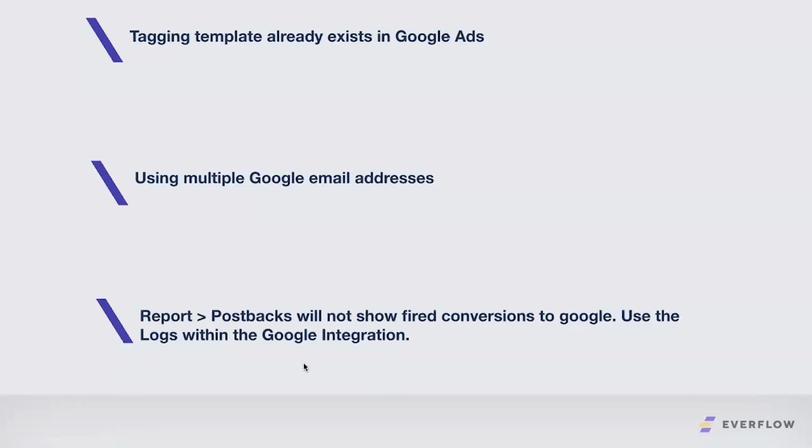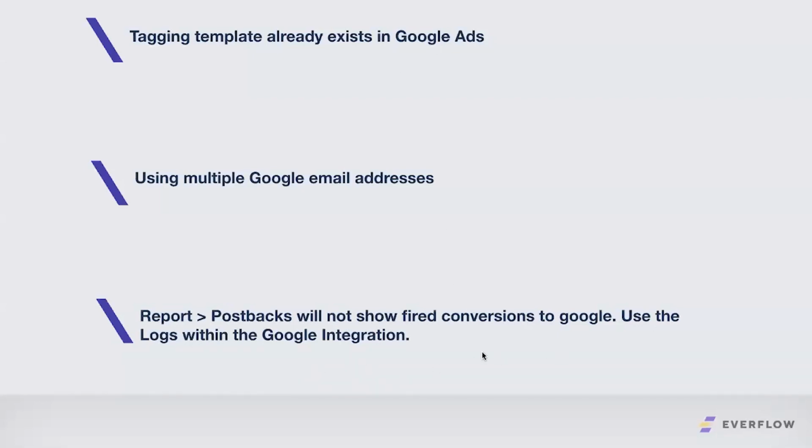And then the last one, report postbacks. Normally, every partner account or every Everflow client account has a specific report called partner postback reporting, or postback reporting, that shows the data going from Everflow to any third-party platform like Facebook or another system. For the Google integration, that report will not hold the conversions. For any conversions that are going to Google, you have to check the logs within that Google integration to see the successful conversion that is being sent to Google.